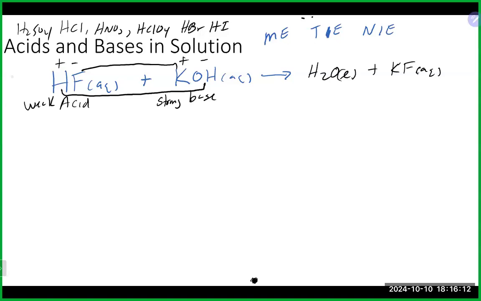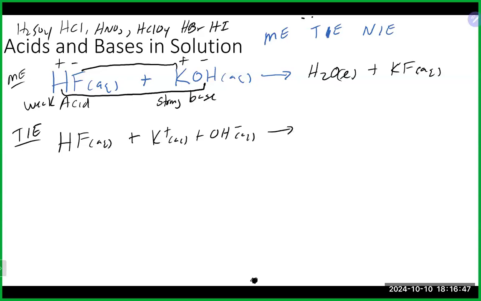Now, when I go to my total ionic equation, the HF, should I break it apart? I should not, because it's a weak acid, which means it's a weak electrolyte, which means weak electrolytes mainly stay together. So we should keep it still together. The potassium hydroxide, which is a strong base, is a strong electrolyte, so that will break apart. So we will get K plus and OH minus.